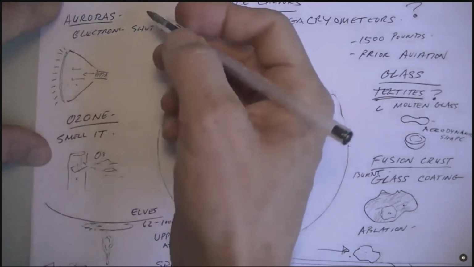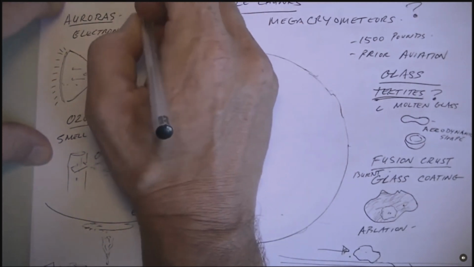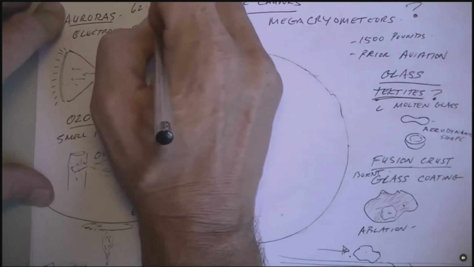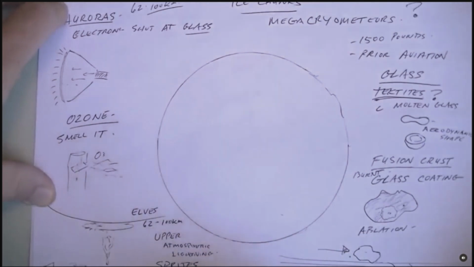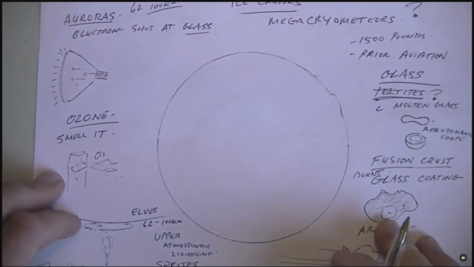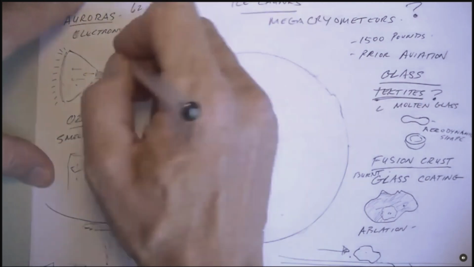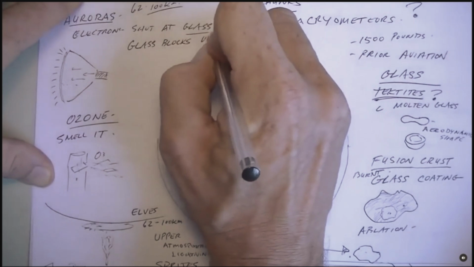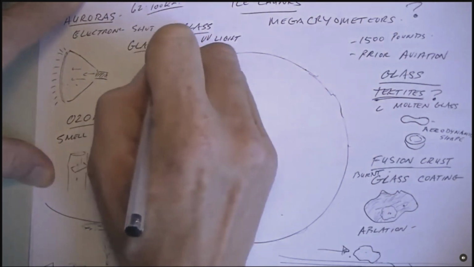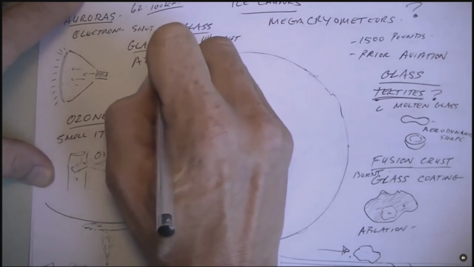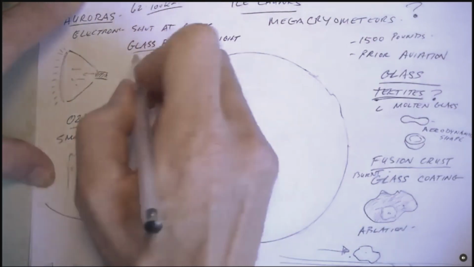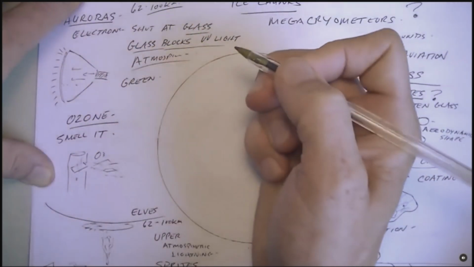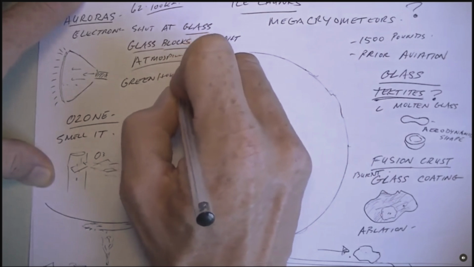Same thing with auroras. They say the lowest part of the aurora is at 62 miles, 100 kilometers. So that's where we get the 62 miles from. Another reason why there's glass in the sky is because glass blocks ultraviolet light, and so does our atmosphere. Coincidence? I don't think so. There's also the greenhouse effect, okay? We have a literal glass ceiling, just like in a greenhouse. This is true.